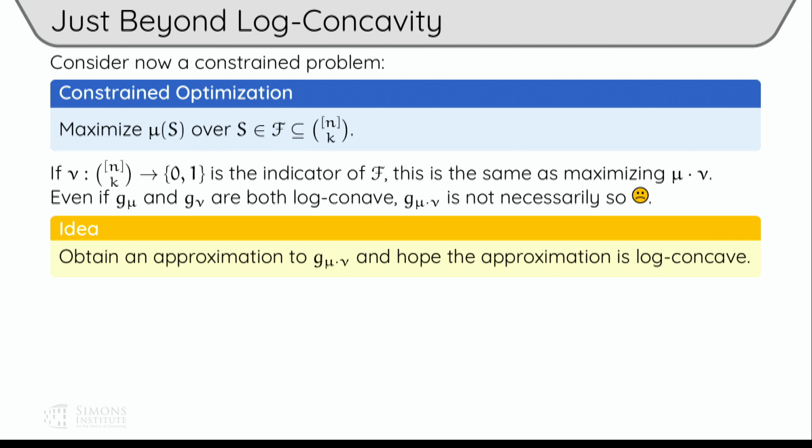But we can still try to apply the same framework of going from this discrete optimization to computing an approximate surrogate of the partition function or the polynomial. And that's what we're going to do for the rest of the talk. So our goal now is to compute an approximation to the polynomial corresponding to mu times nu, and then hopefully that approximation will turn out to be log-concave in the variables of this polynomial.